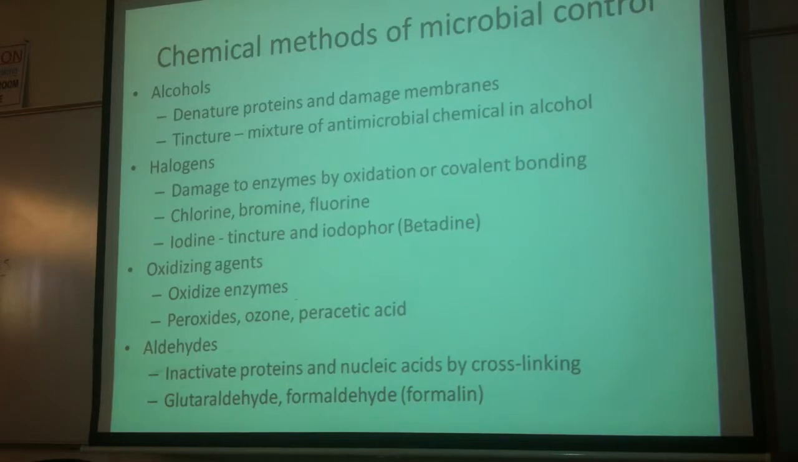Halogens. So these do damage to enzymes by oxidizing or covalently bonding. If you mess up that 3D structure of protein, you're going to mess up its function. It's not going to be able to do what it's supposed to, effectively taking that protein out of commission. Chlorine, bromine, fluoride, iodine, these are all in that halogen category of damaging enzymes.